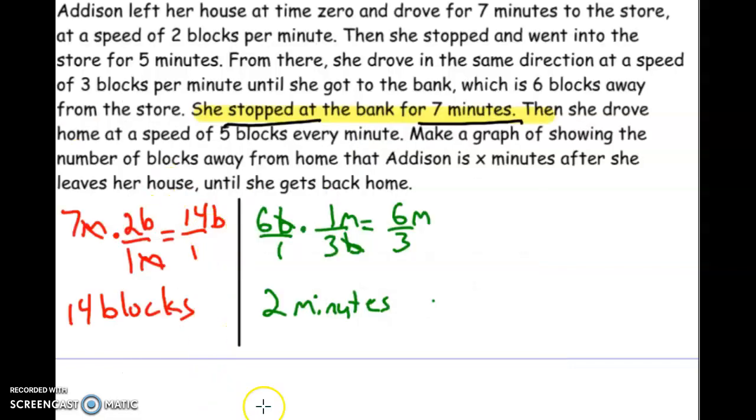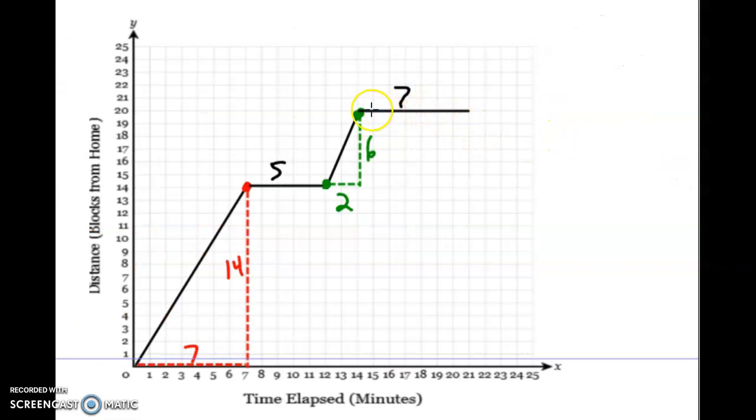Next, she stopped at the bank for 7 minutes. So we're just going to put that and go 7 minutes to the right. Boom. Because she's not going farther from the house, and she's not going closer to the house.